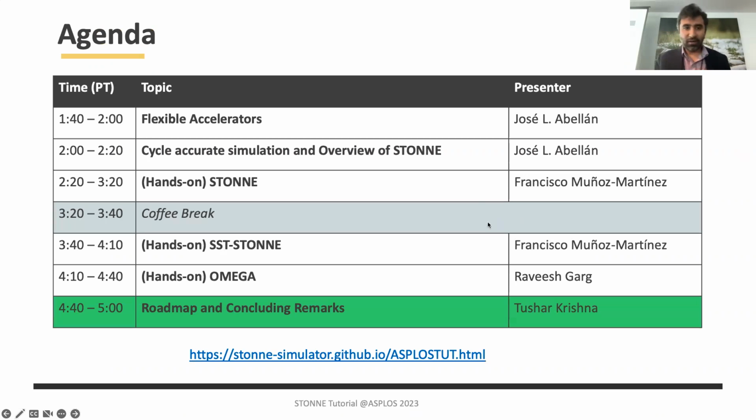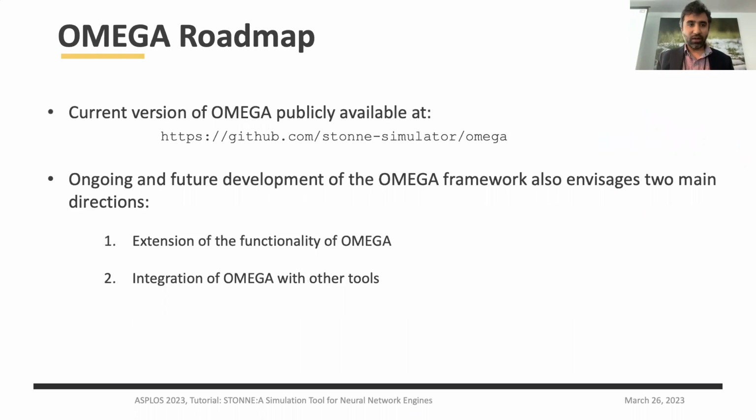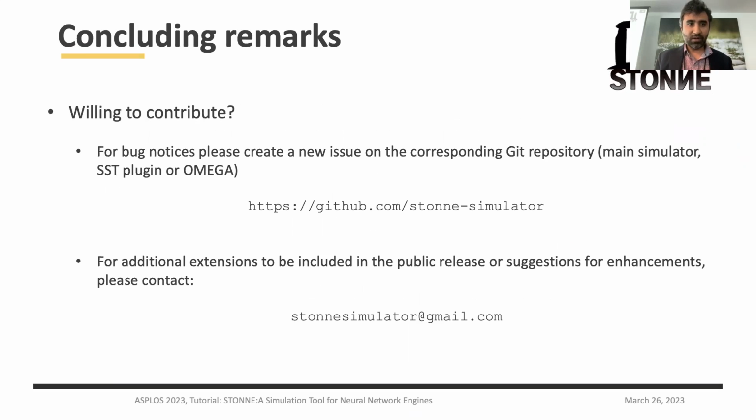So we're basically here. I'm going to jump to and talk about some very important pieces. One is, of course, the link to the simulator. Please check it out. I want to go over some key things about next steps. This is an open source project. We would love to have your contributions. If you have any bug fixes, please create pull requests at the link here. This includes the main simulator, the SST plugin, and OMEGA. And we would love to hear from you.